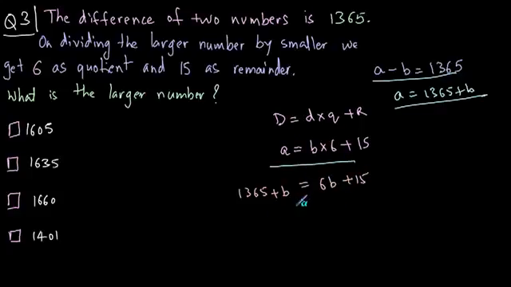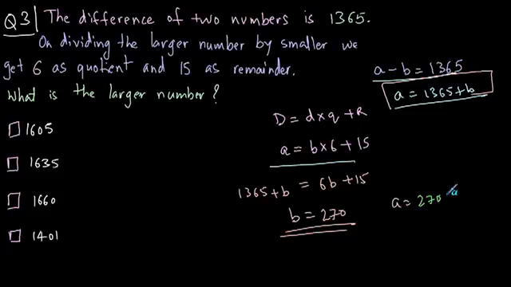Now this can be solved for b, and I'm not going to solve it completely here. I'm just going to get the value of b by solving this equation. So b comes out to be 270. Now you can easily find the value of a from this equation. The value of b we have is 270 plus 1365, and the value comes out to be 1635. So the correct answer here is 1635, option B.